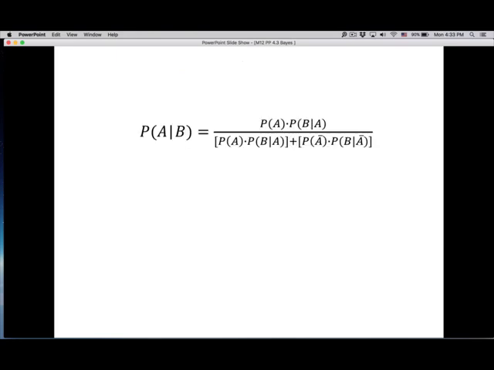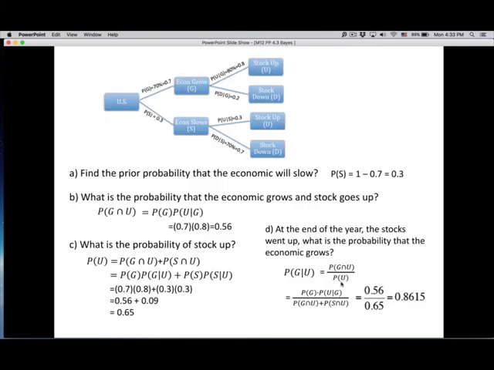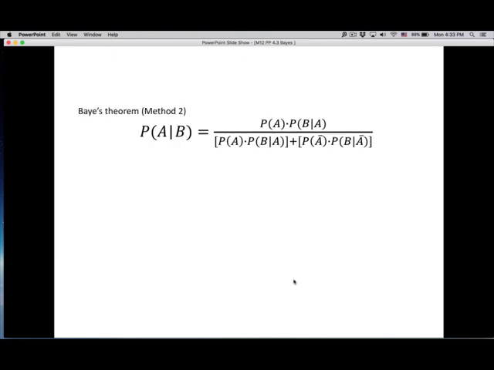Okay, you could also use the formula here. When you compare the formula, this is the Bayes theorem. Using the formula here, this part is exactly the same thing that we get from here. Okay, that will be just like the formula.